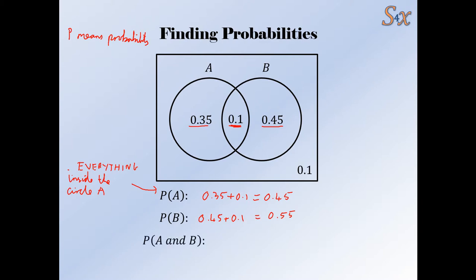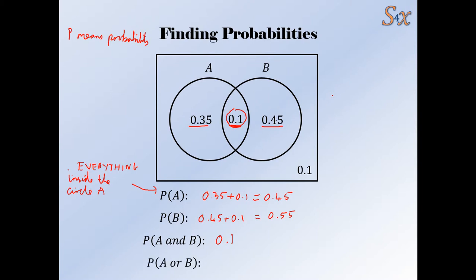And what about the probability of A and B? Now those are the people in the middle. That is the probability of doing A and doing B, okay? So that is 0.1, the intersection. We call that the intersection between A and B. You don't need to know the technical names, but we're looking at the people who lie in both the circle A and B there.